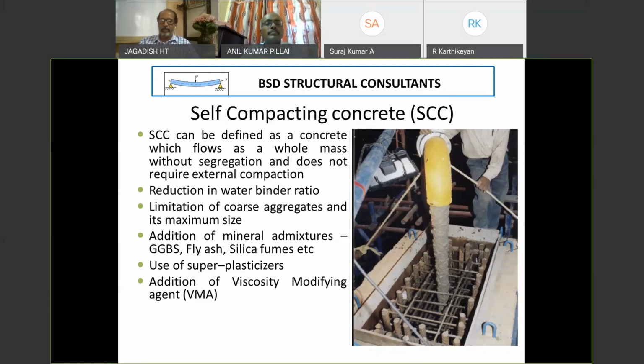Earlier we were using VMA separately, but now admixtures are coming with VMA mixed in that. So we can directly use those admixtures. We don't have to add VMA separately. VMA, the viscosity modifying agent, makes concrete as a mass flow in the form.